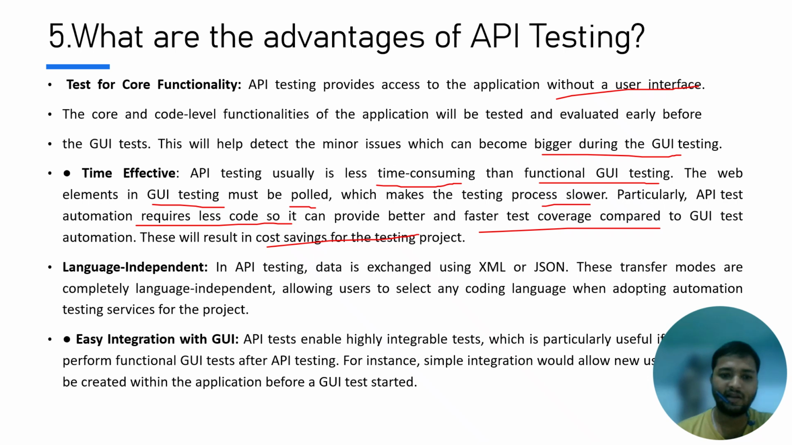Language independent. In API testing, data is exchanged using XML or JSON format. These transfer modes are completely language independent. This also allows users to select any coding language when adopting automation testing services for a project.